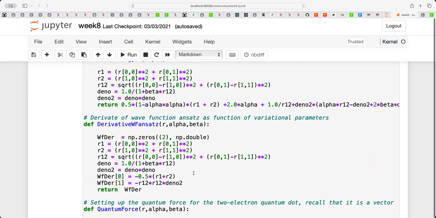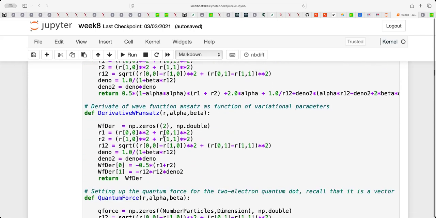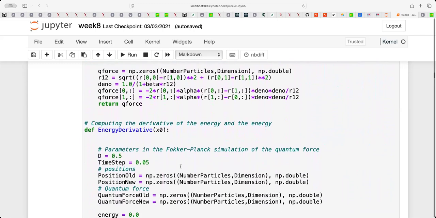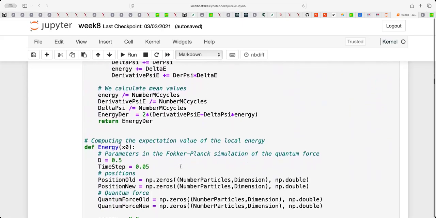In this case, we have two parameters, one in the harmonic oscillator part, which is the alpha parameter, and then one in the Jastrow factor, which is this beta parameter. These are the parameters. And then we calculate the quantum force. There is a function which sets up the derivative of the energy with respect to the variational parameters. And that is this equation with three integrals, which we discussed last week and the week before. So this runs through a calculation of the derivatives.